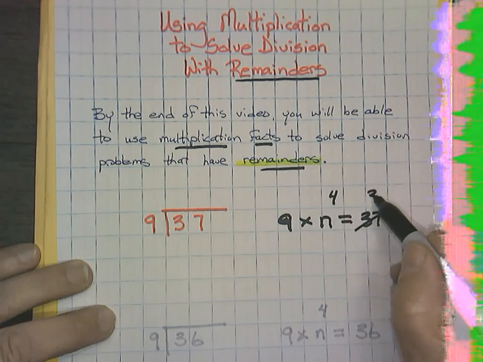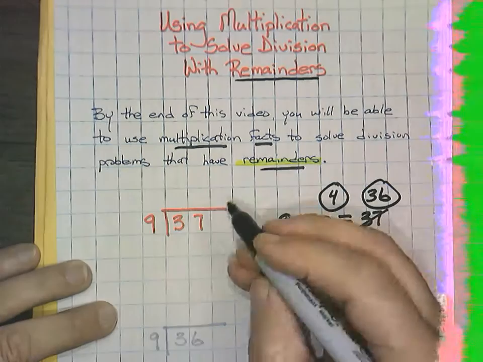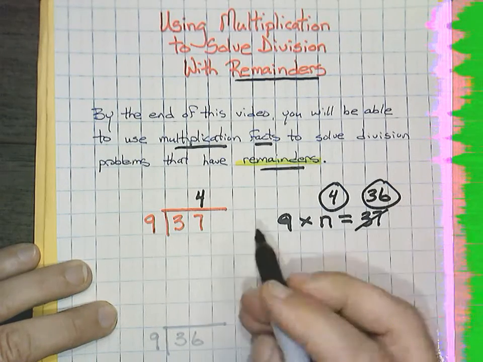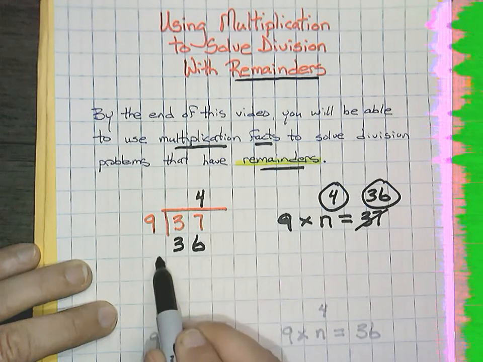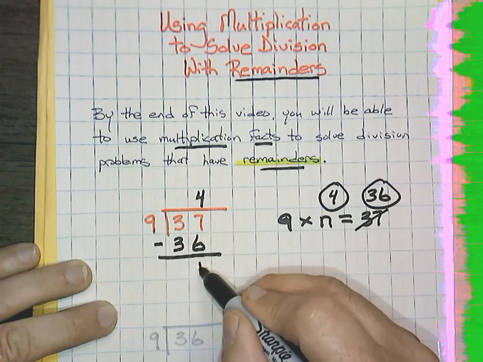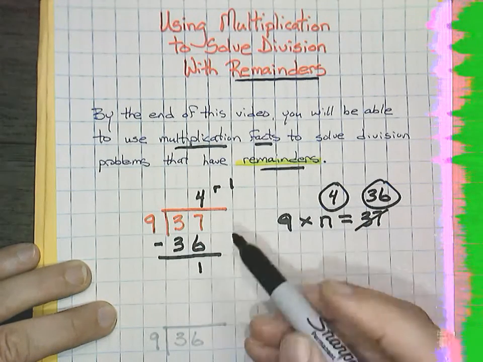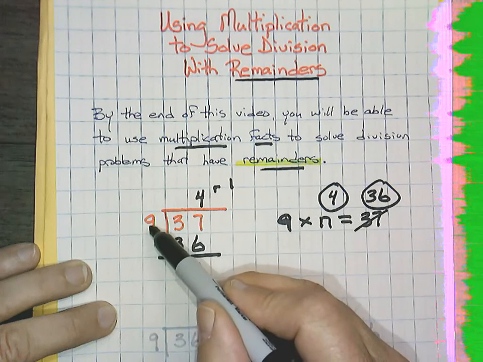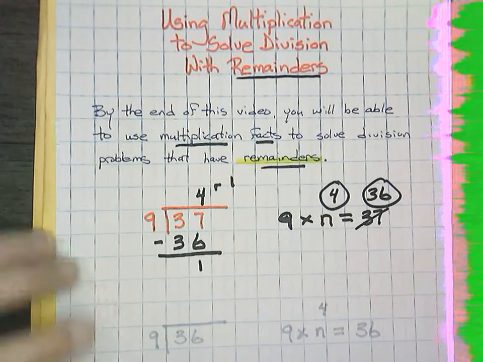So n would be 4, but notice that it does not equal 37, so I'm going to scratch that. It actually equals 36. I'm going to use both of those numbers. The 4 goes on top for our quotient. The 36 is going to come down here. We notice that it does not equal 37. It's close. How close? Well, we subtract. 7 take away 6 is 1. So the answer is 4 with a remainder of 1. We would read this problem as 37 divided by 9 is equal to 4 with a remainder of 1.